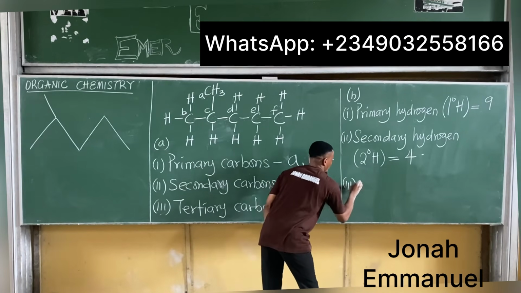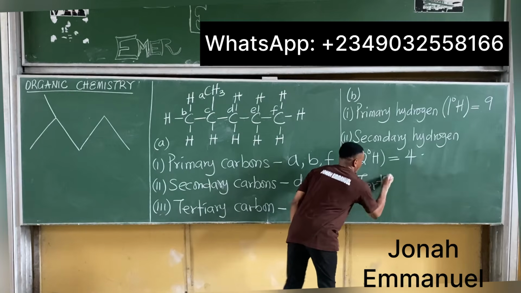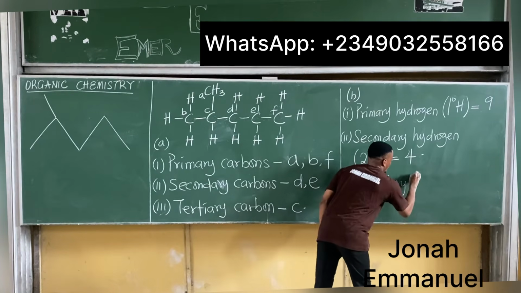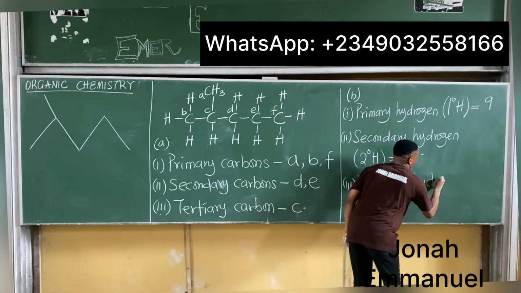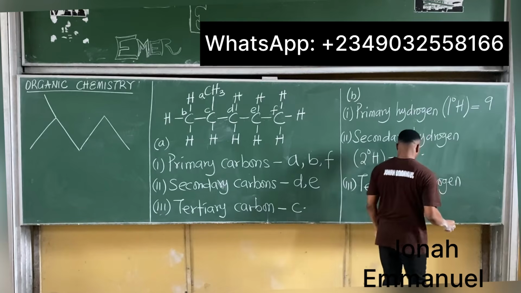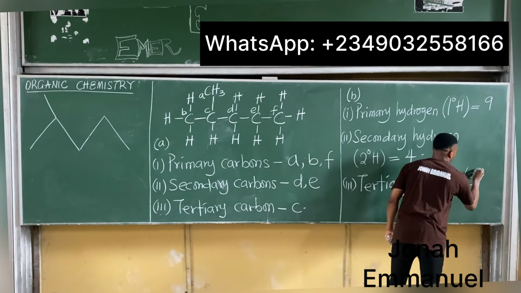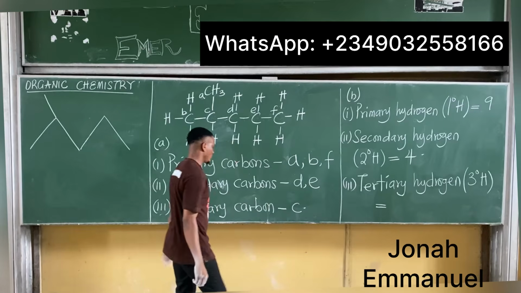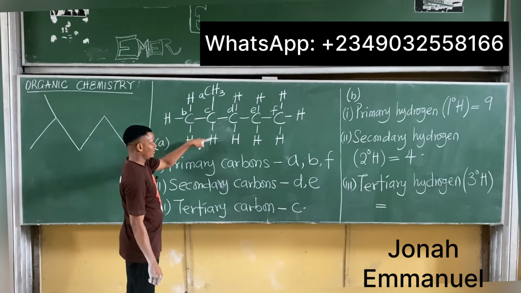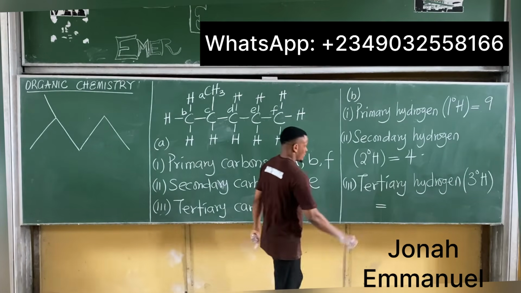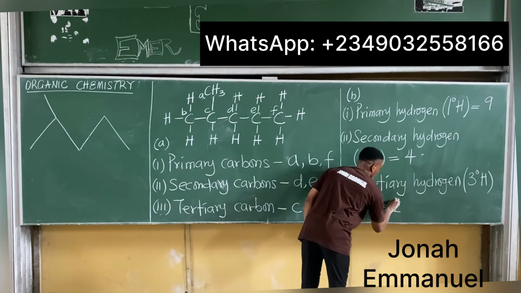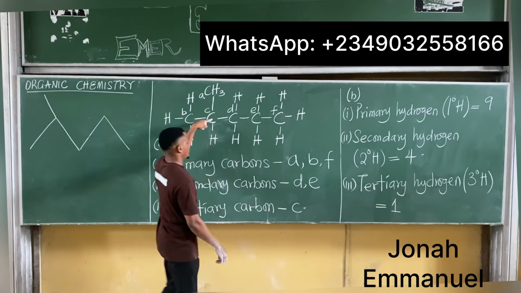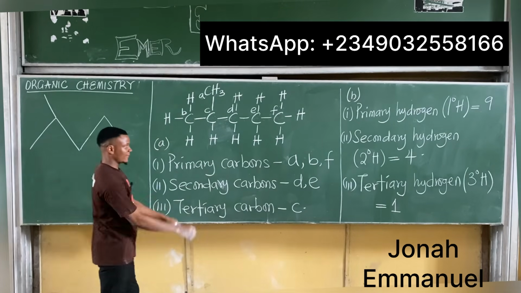Number 3, tertiary hydrogen. That becomes 3° H. Please check how many tertiary do we have. So this carbon has what there? Just 1 hydrogen. This one here has just 1 hydrogen. That's how it's done.